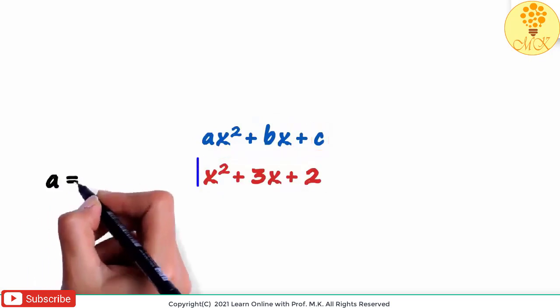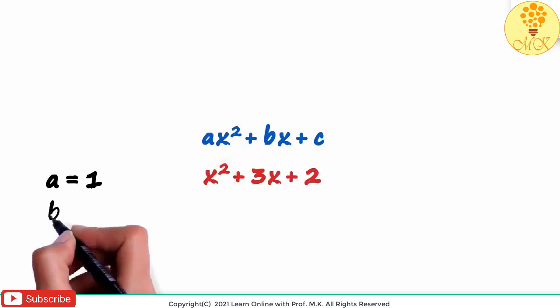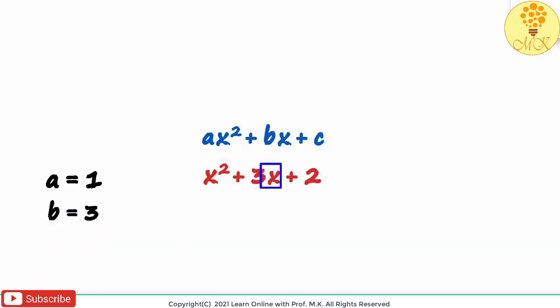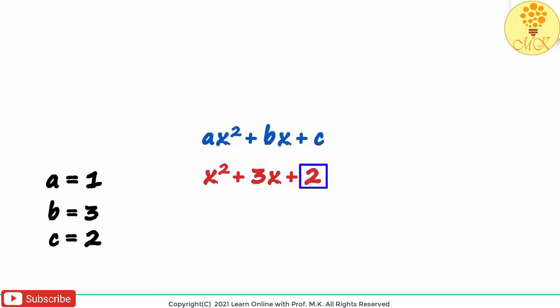A is the coefficient of x squared, it's 1. B is the coefficient of x and it equals 3. And c is the constant which equals 2. This is the basic form of a quadratic polynomial where a, b and c could take different numerical values.